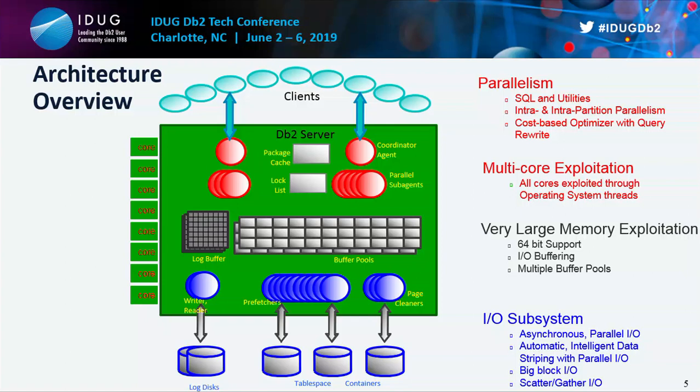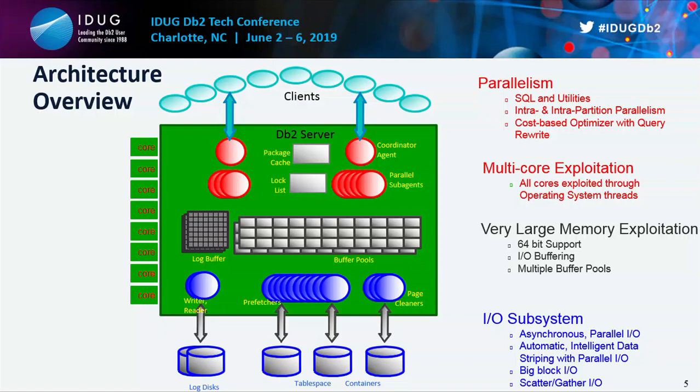There are a few things that we exploit. So number one is parallelism. We have done this for decades now. Supporting multi-core, both inter and intra-parallelism, so between nodes and within a node. The cost-based query optimizer, we parallelize SQL, we parallelize our utilities. We exploit multiple cores. We are threaded on all our operating systems.